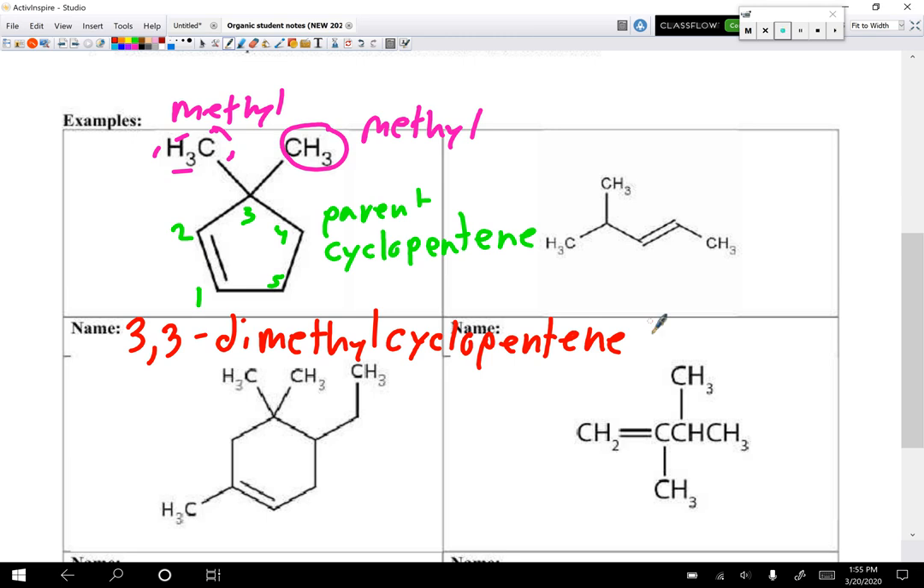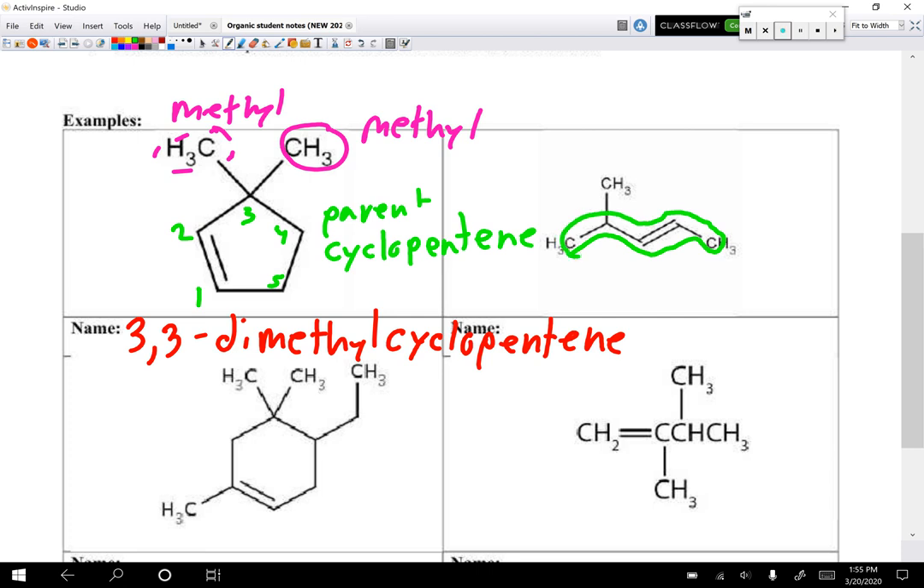All right. So of course, there is another cyclic compound down here. I'm going to let you try that in a second, but I just want to go over how to name our straight chained alkenes. Now, just like our alkanes, we need to find our longest continuous carbon chain that contains, in this case right here, the multiple bond.